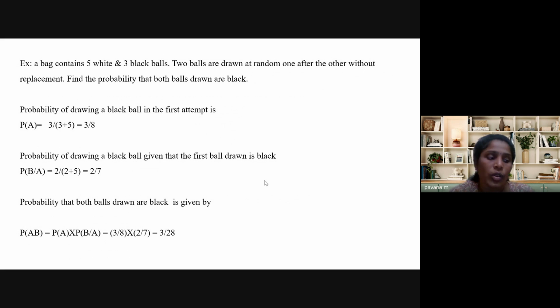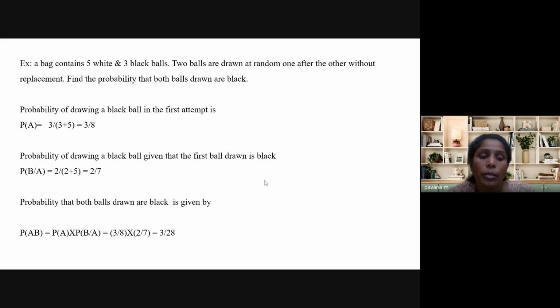And now in the second attempt, because replacement has not occurred, the first experiment is over. You have already taken one ball from the 8 balls. Now you are not replacing that ball, so now we have only 7 balls. Because it is a dependent event, it depends on the first experiment, in which the ball was not replaced. Now we have only 7 balls, so this result is dependent on the first experiment. That's why these are dependent events.